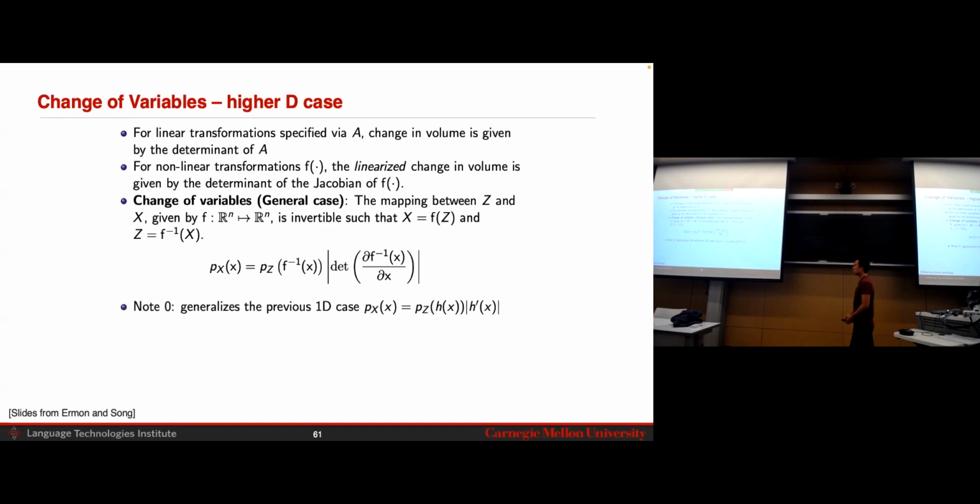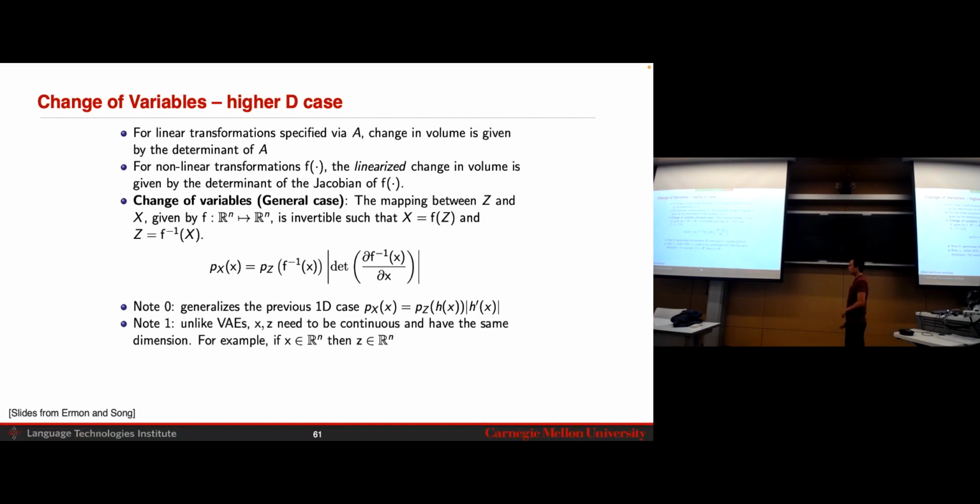So several notes. It first generalizes the 1D case, right? Gradients of my one-dimensional function become, again, a higher order gradient given by my Jacobian. The norm in the one-dimensional case becomes the norm of the determinant in the higher order case.